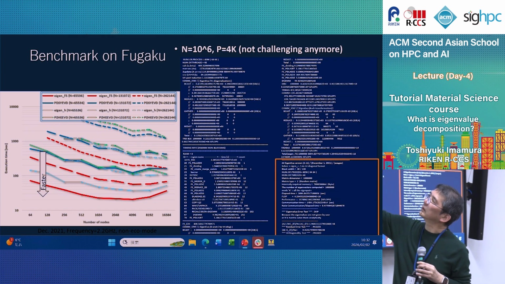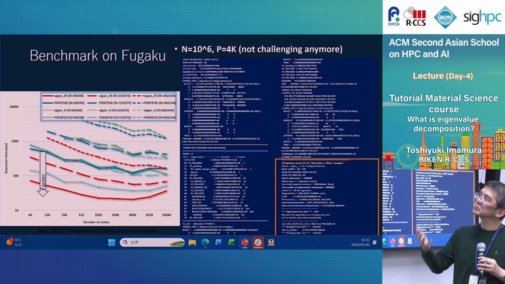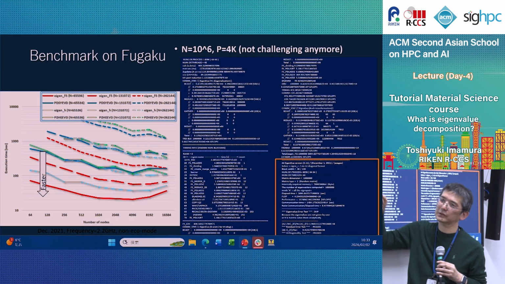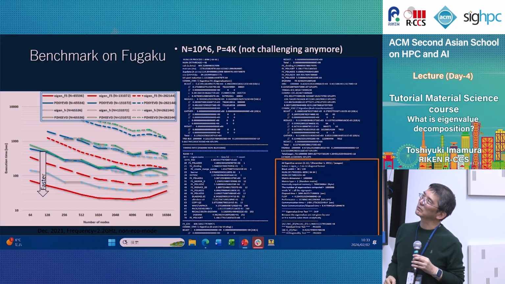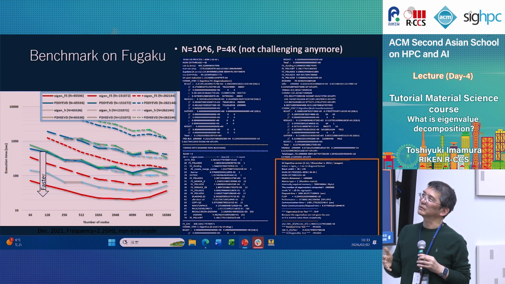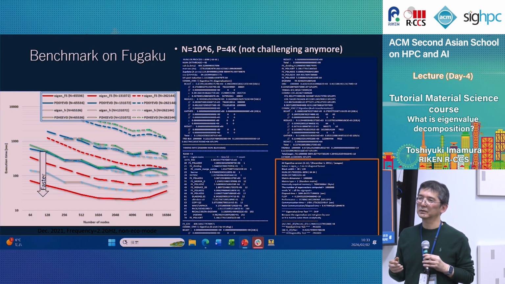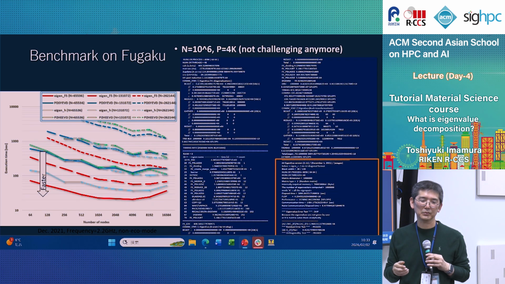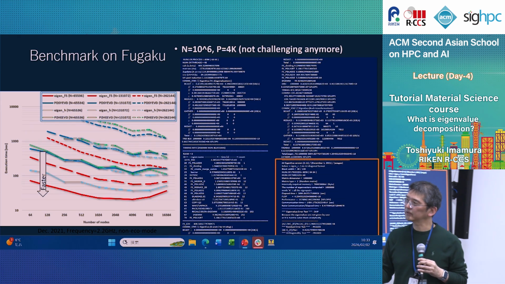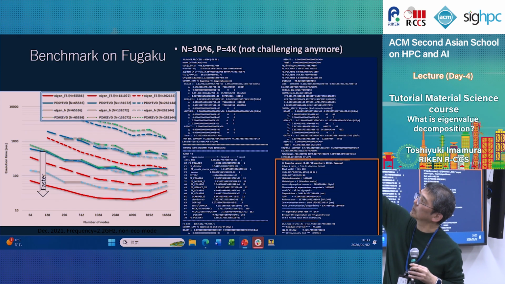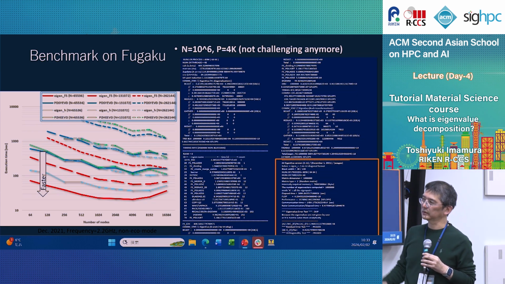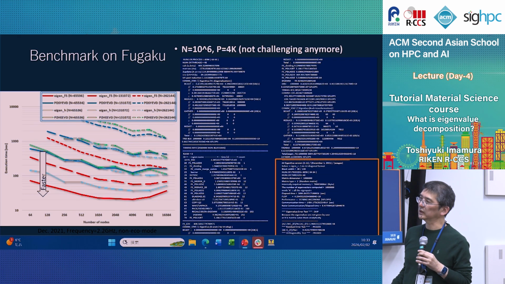So when we run a small benchmark, it needs a large matrix dimension. At least 100,000 for the benchmarking. Otherwise, we cannot obtain good parallel efficiency. Of course, it runs very fast, but to confirm the parallel efficiency, we need such a large benchmark for the performance confirmation.